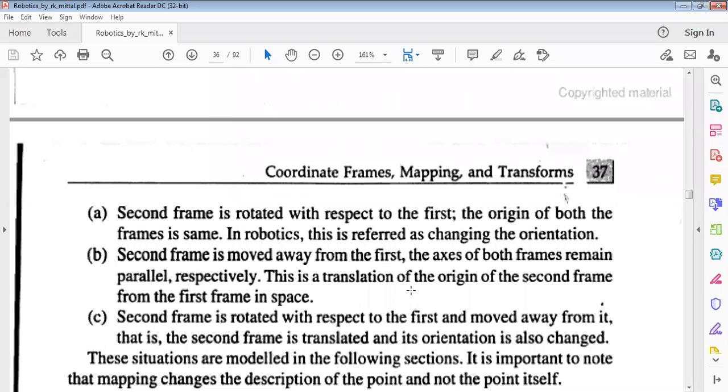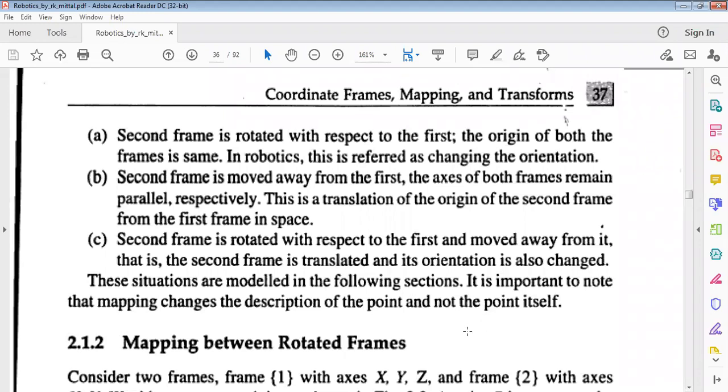The third possibility: the second frame has both rotation and translation. The second frame is away from the first frame in terms of origin, and at the origin of the second frame, the frame has translation and rotation.